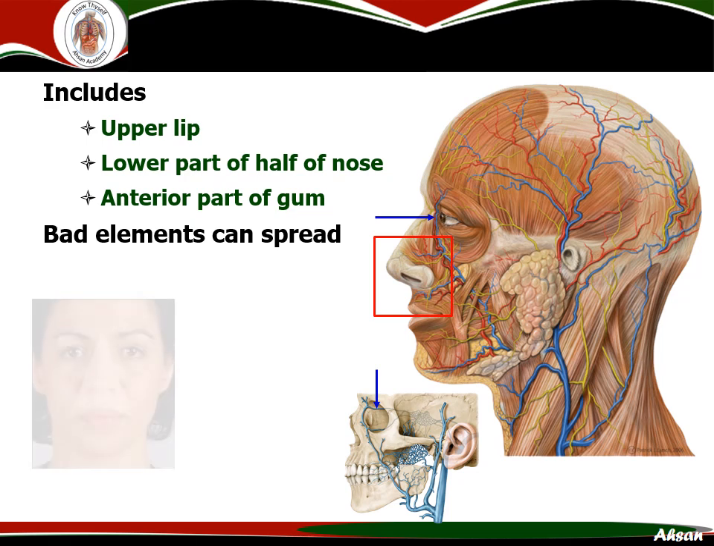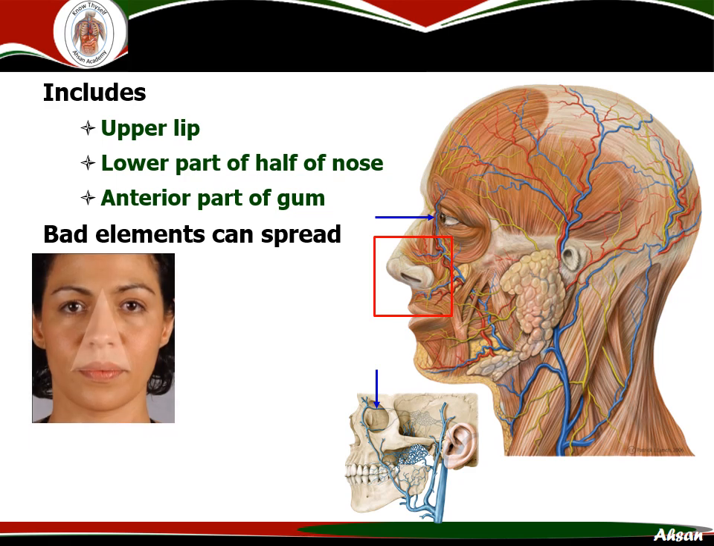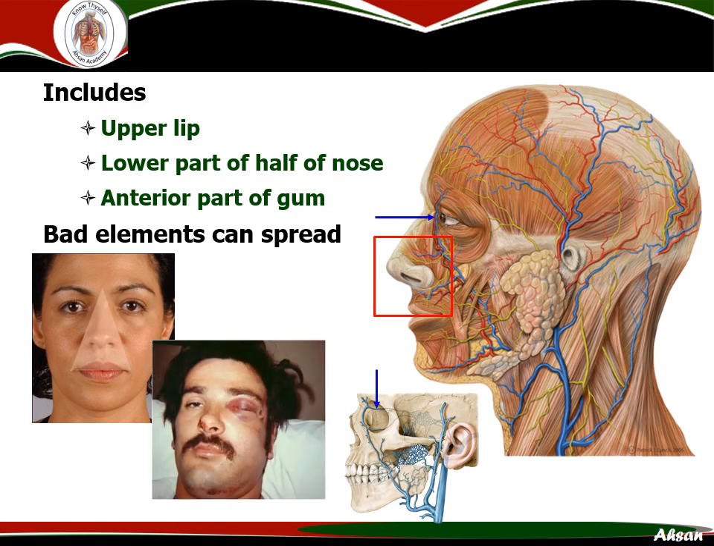You can see this is the danger area of the face, and you can see a small lesion at the tip of the nose. Overnight it created a very serious problem because of the spread of this infection to the cavernous sinus, and the left side eye orbit is involved.